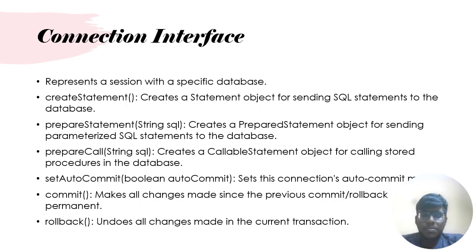The Connection interface represents a session with a specific database. createStatement creates a Statement object for sending SQL statements to the database. prepareStatement(String sql) creates a PreparedStatement object for sending parameterized SQL statements to the database. prepareCall(String sql) creates a CallableStatement object for calling stored procedures in the database. setAutoCommit(boolean autoCommit) sets this connection's auto-commit mode. commit makes all changes made since the previous commit or rollback permanent. rollback undoes all changes made in the current transaction.